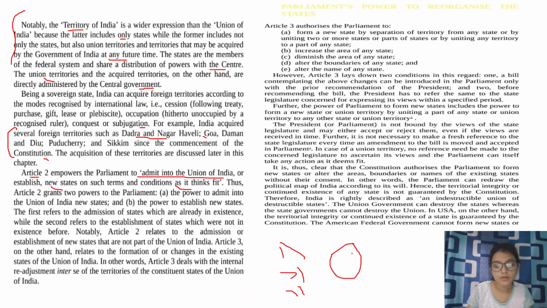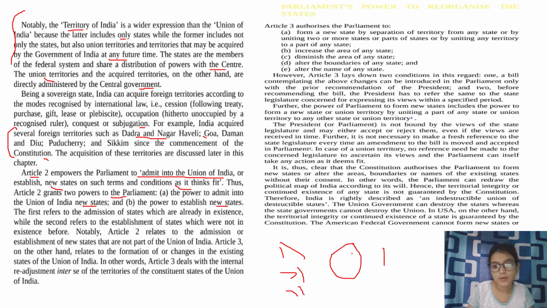Again, this is our India. So the government or the parliament has the power to admit new states or form a new state. That is the power that has been given to them. Next we have, Article 2 grants two powers to the parliament. The power to admit into the Union of India new states, they can introduce new states, and the power to establish new states. The first refers to the admission of states which are already in existence.